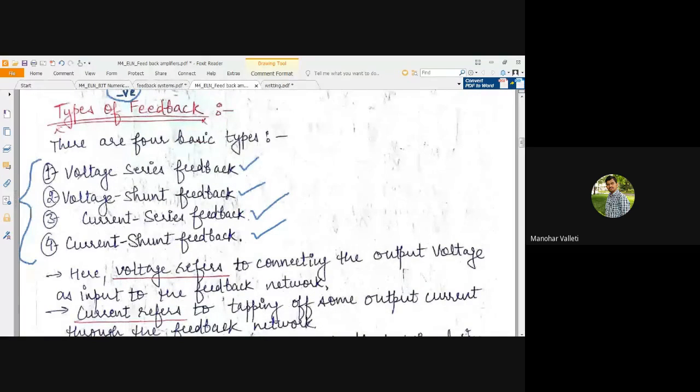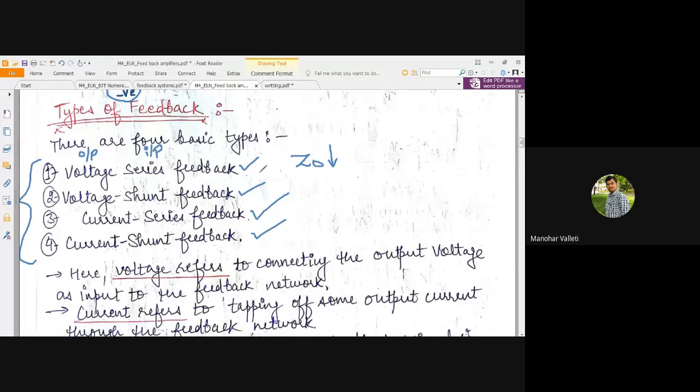I will repeat once again. Please note the word voltage is related to output, and the other word is related to input, so it is easier for you to tell which parameter is varying. If I say voltage series, this voltage is related to output, so it will affect only the output resistance. Because of voltage sampling, the output impedance will decrease.